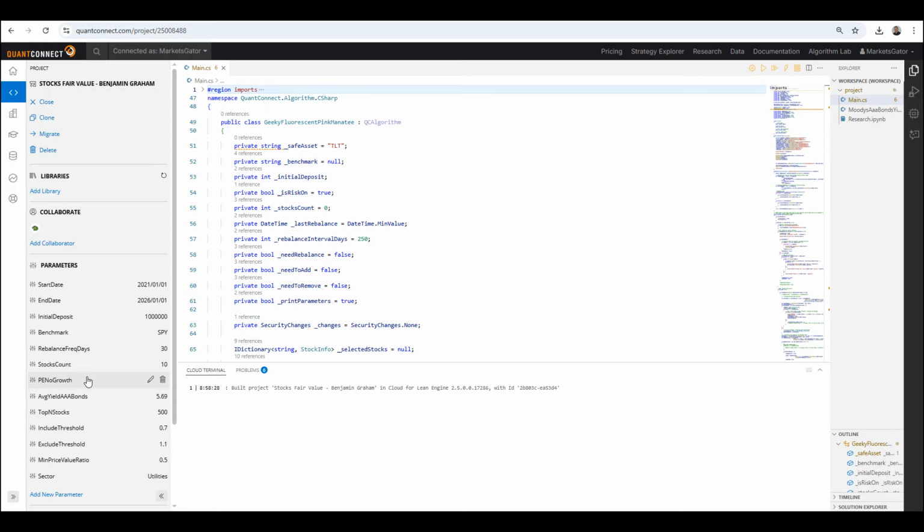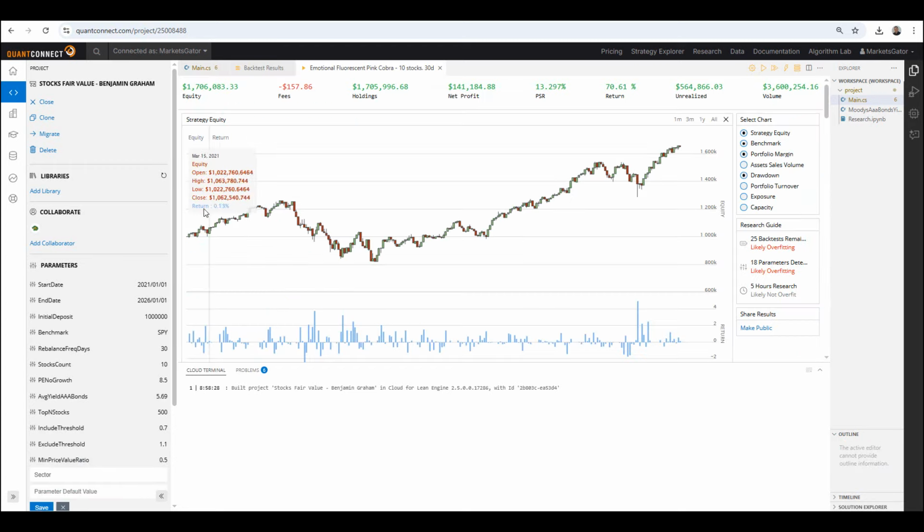Let's start with 10. Here it is, unchanged. PE no growth. This is Graham's 8.5 constant. Average yield on AAA bonds, 5.69. Size of our universe, 500 stocks. Inclusion threshold, value of price to value ratio when we treat stock as undervalued, setting to 0.7. And exclusion threshold, when ratio is above 1.1, stock treated as overvalued. I've also introduced a special parameter for minimum price to value ratio to exclude anomalies when due to reporting issues value is too high. Let's start with results for our baseline strategy, 10 stocks, holding period 30 days.